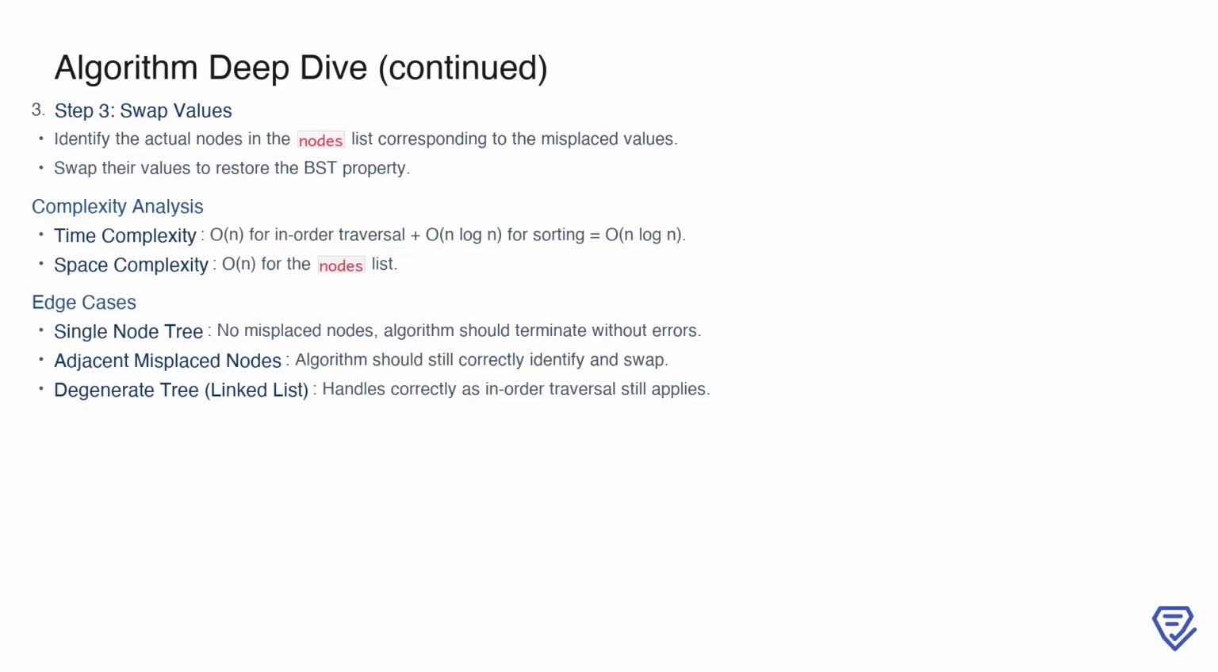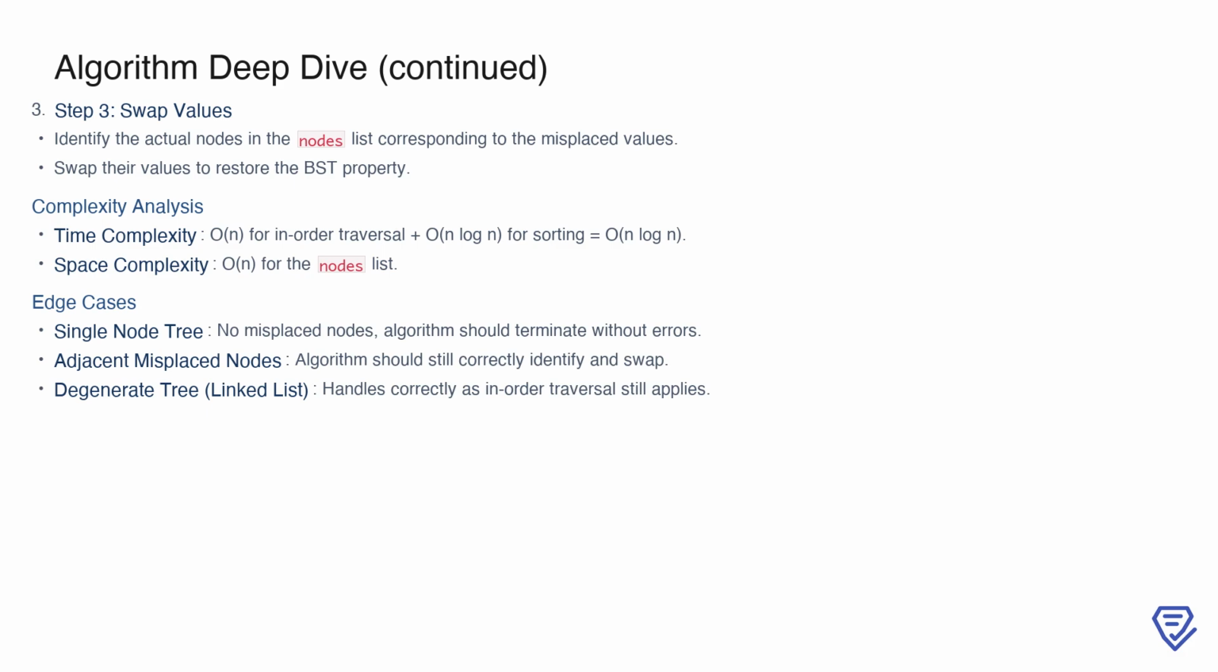Now let's analyze the complexity of this approach. The time complexity is primarily determined by the in-order traversal, which takes O(n), and the sorting operation, which takes O(n log n). This results in an overall time complexity of O(n log n). The space complexity is O(n), due to the storage of the nodes list.